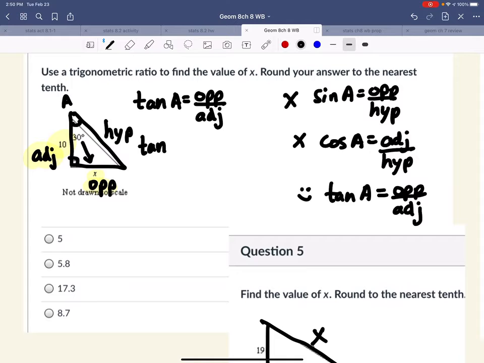We actually have some more information. We know it's 30 degrees. And so the opposite is x and the adjacent is 10. Cool. All right, now we're almost done. We just got to solve.